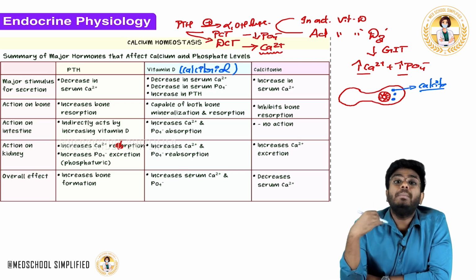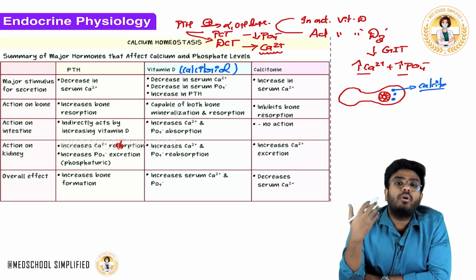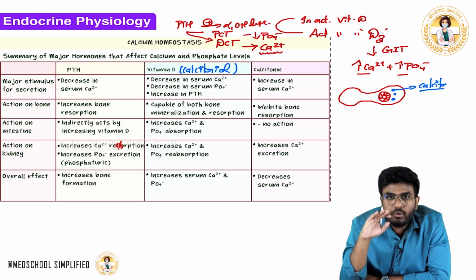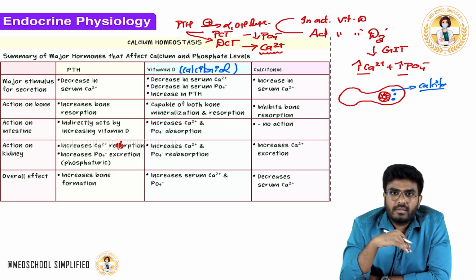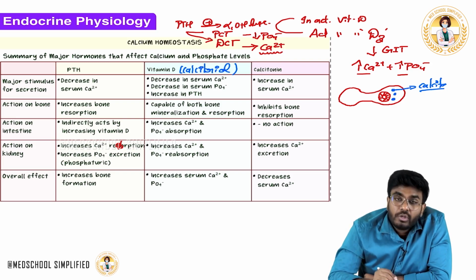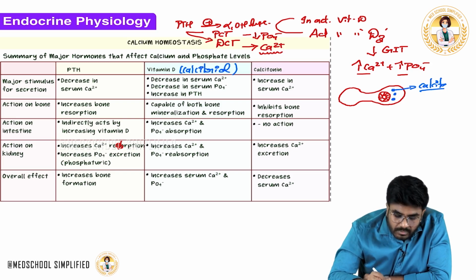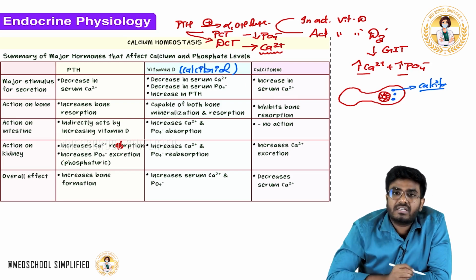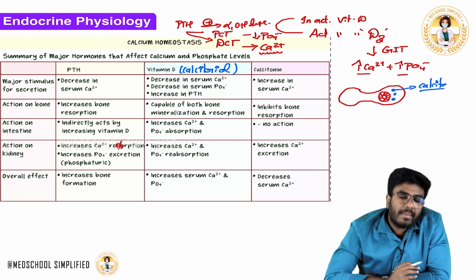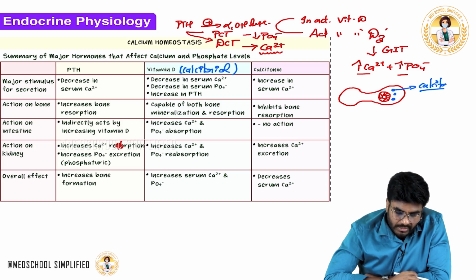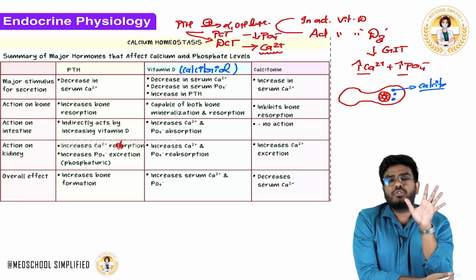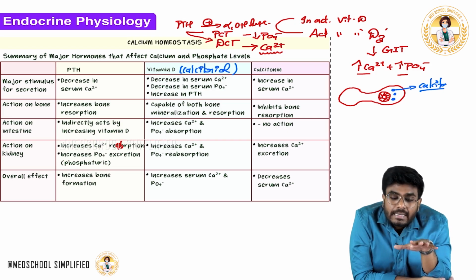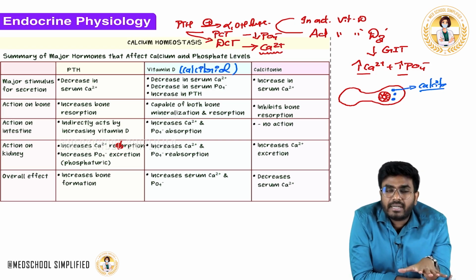But when you have hypercalcemia, when you have an excessive amount of calcium in your blood, then you need to decrease the calcium in the blood. So when do you have calcitonin? The major stimulus for calcitonin is increased serum calcium, or hypercalcemia. When you have hypercalcemia, the parafollicular cells of the thyroid gland release calcitonin. What does calcitonin have to do? It has to decrease the blood calcium levels.